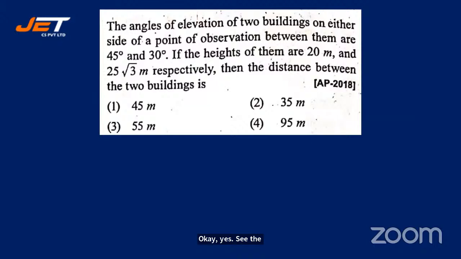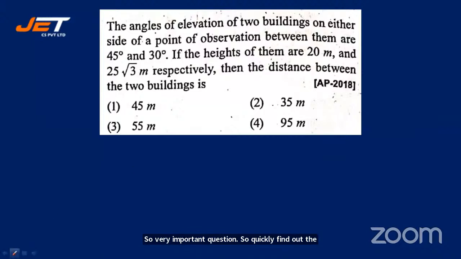The angles of elevation of two buildings on either side of a point of observation between them are 45 degrees and 30 degrees. If the heights of them are 20 meters and 25 root 3 meters respectively, then the distance between the two buildings is dash. All right, in the year 2018, this question was asked. So very important question. So quickly find out the answer.